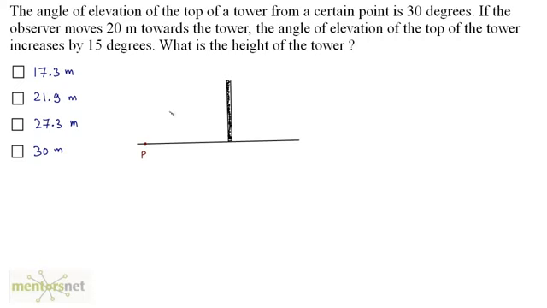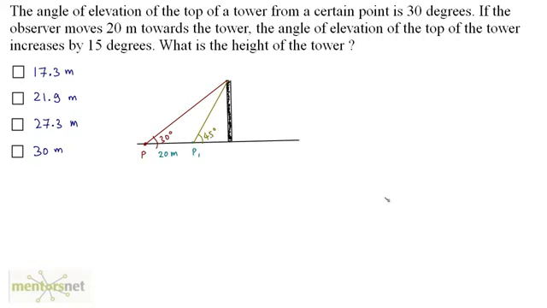Okay, so this is our tower and this is the point, let's say P. Now the angle of elevation is 30 degrees from P. So this angle is 30 degrees, right? Now this observer moves ahead towards the tower and the distance moved is 20 meters. Let's say he reaches here, P1, and the distance traveled is 20 meters, right? Now the angle of elevation has increased by 15 degrees. So this angle is now 30 plus 15, and that is 45 degrees now.